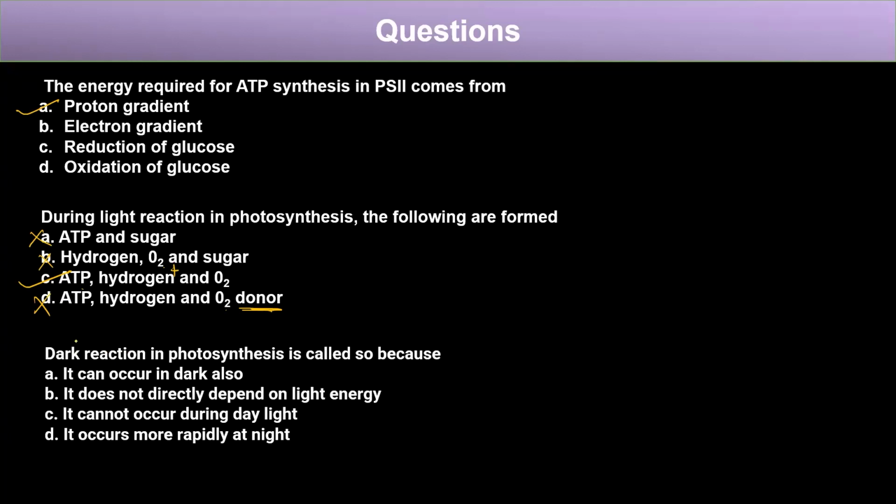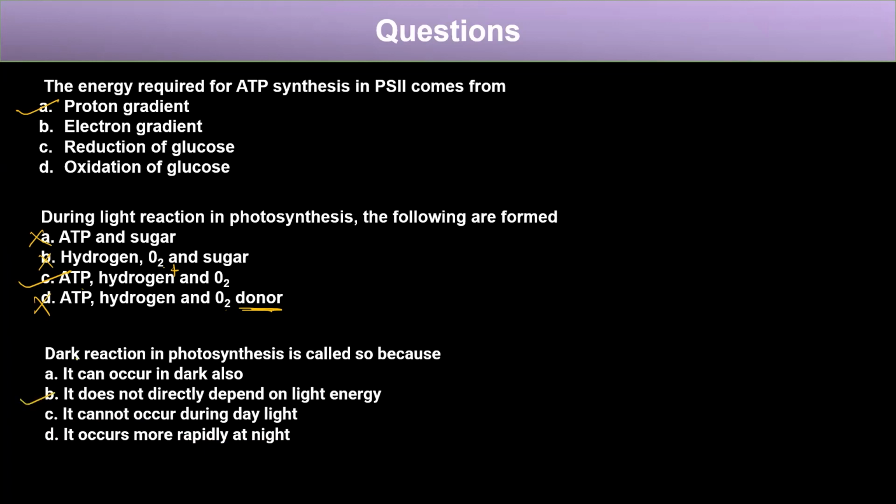And the last question is, the dark reaction in photosynthesis is called so because. We had a class about the introduction of the dark reaction. The first option is because it can occur in dark also. The second option is it does not directly depend on the light energy. The third is it cannot occur during the daytime. And the fourth, it occurs most rapidly at night. So the correct answer here is B.